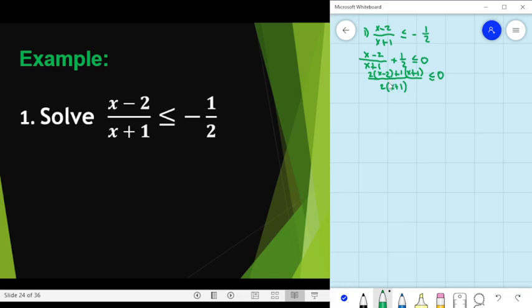After that, we need to simplify the numerator. The numerator would be 2 times x becomes 2x. 2 times negative 2 is negative 4. 1 times x is positive x. And 1 times 1 is positive 1. All over 2 quantity x plus 1 is less than or equal to 0. So from here, we can combine 2x plus x, it is equal to 3x. Then negative 4 plus 1 is negative 3.